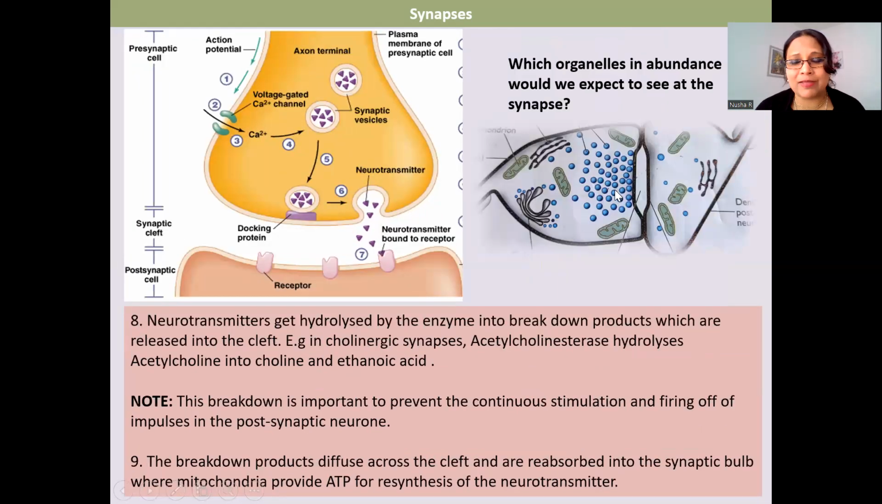Let's see. What organelles do you expect to find in abundance then at the synapse? So obviously you would expect to see a lot of mitochondria, and the mitochondria will be more abundant here in the presynaptic neuron. So mitochondria, as we just said, would synthesize ATP, which is required for resynthesis of neurotransmitter. You would expect to see a lot of vesicles.